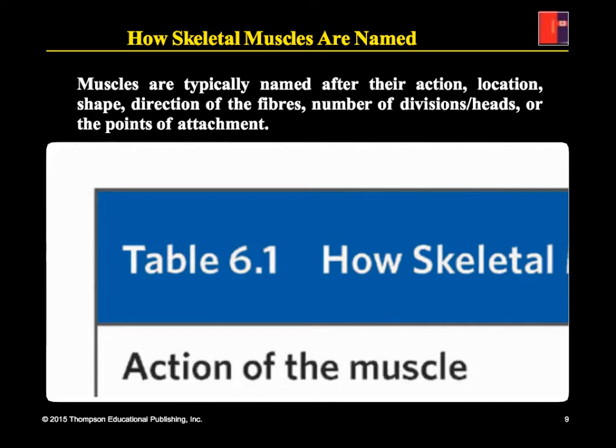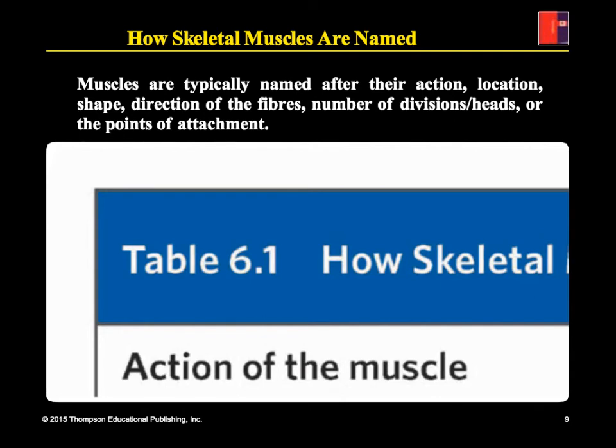D stands for direction of fibers. So fibers can be rectus, they can be transversus, and they can be oblique. Rectus means straight up and down, so north to south. Transversus is horizontal, so east to west. And oblique means on an angle. So rectus abdominis, transversus abdominis, and your obliques.